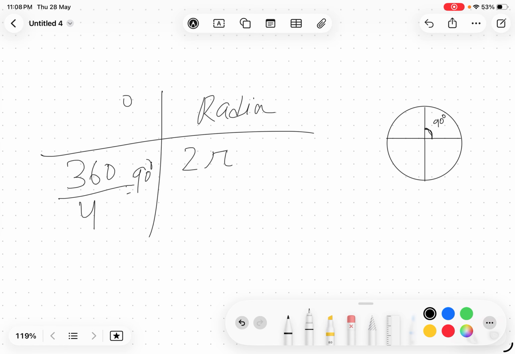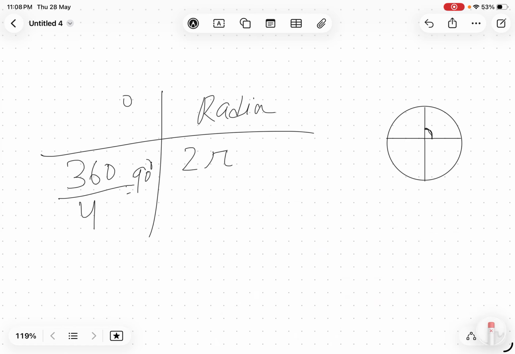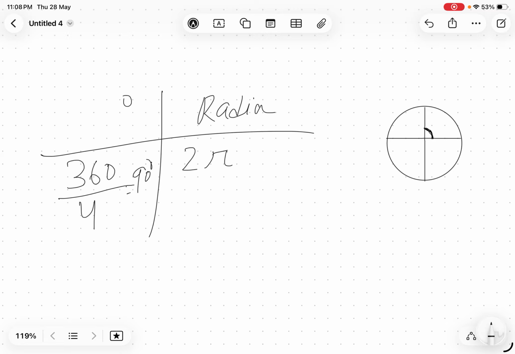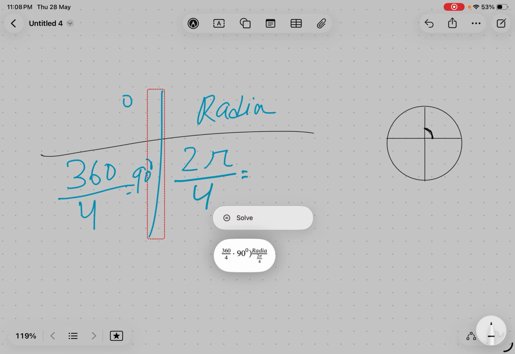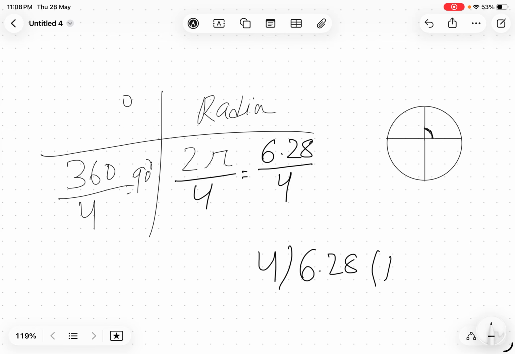Now I am saying just forget this 90 degree. We will not talk in degree now. Tell me what is the angle that is formed here, what is this angle in radian. We'll say, okay, this is also very simple, we just have to divide it by 4. So this 2 pi radian is 6.28, divided by 4, right? So 6.28 divided by 4, it will be 1.57, right?